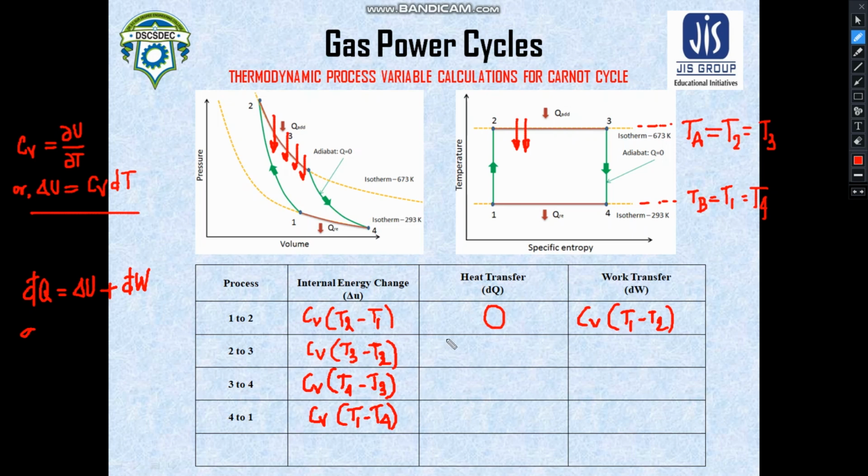Now let us come on to the process 2 to 3, where the heat addition takes place. Okay, so here the heat addition takes place. So how can you calculate the heat addition?